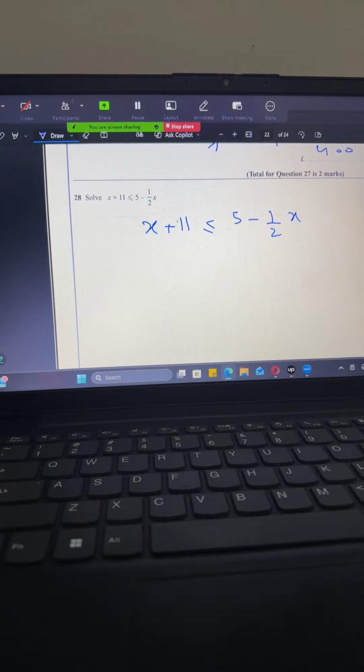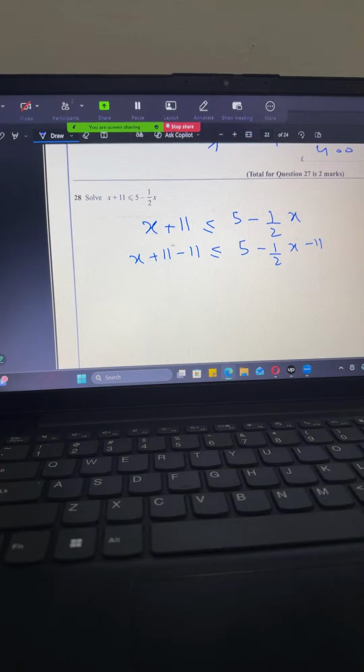Okay, so 11 is adding over here, right? Which means we subtract 11 on both sides. Oh, okay. I thought we had to swap them or something. No, not like that. We need to do what we do in algebra, right? If we add something on one side, we add something on both sides, or subtract something on both sides, like that.